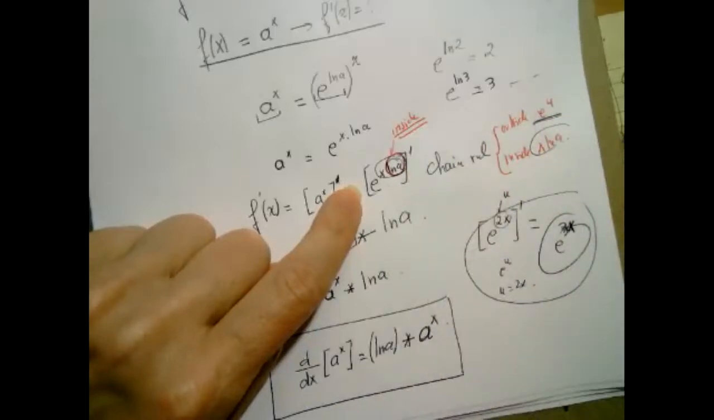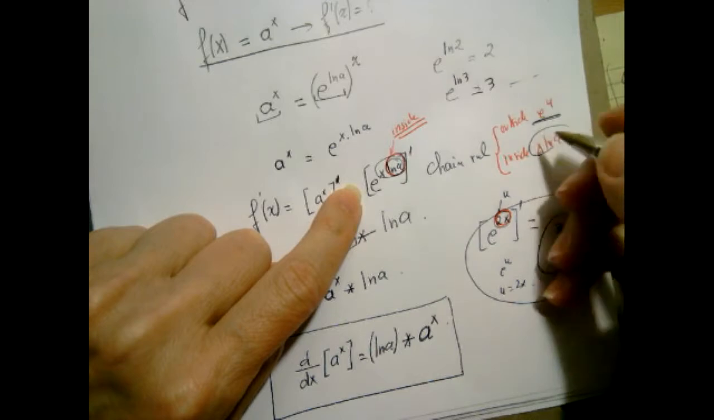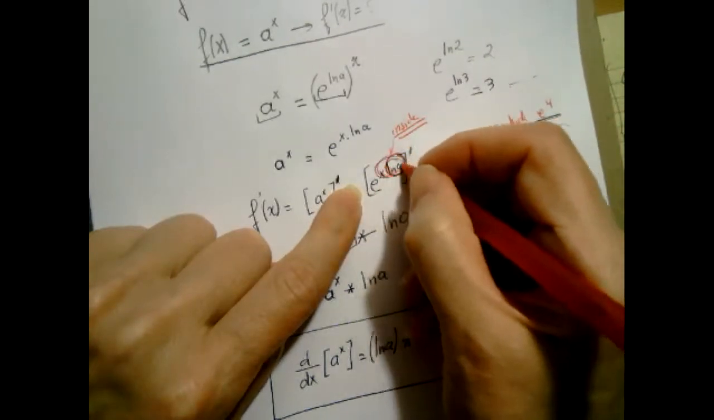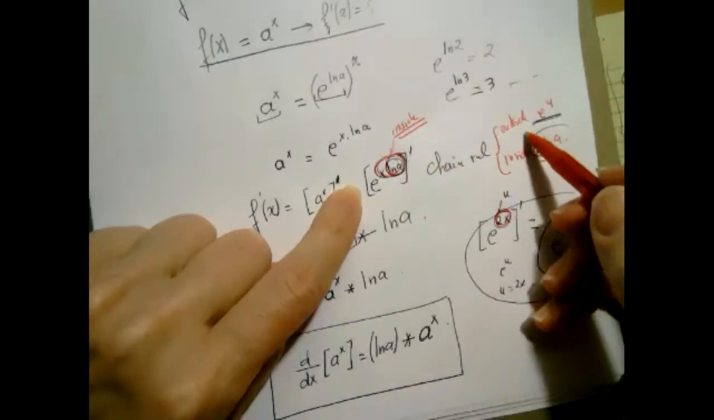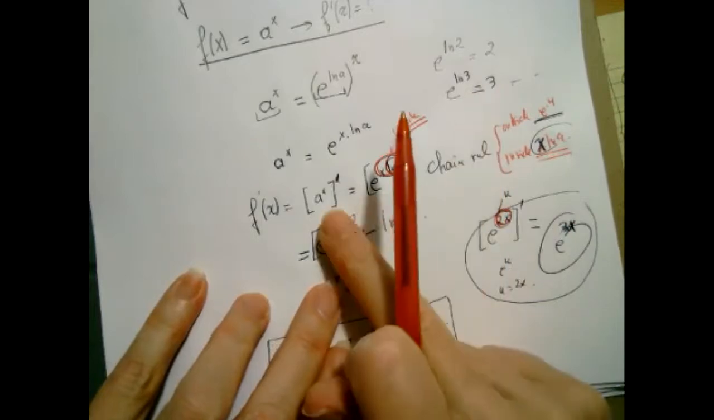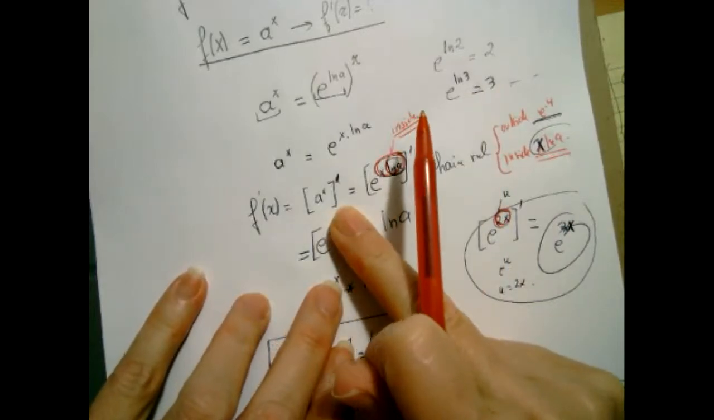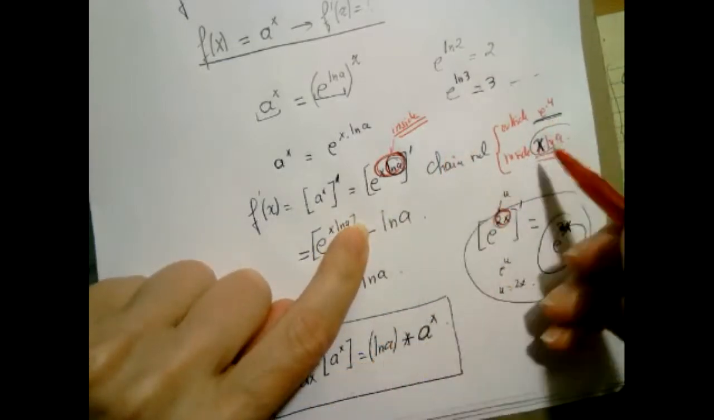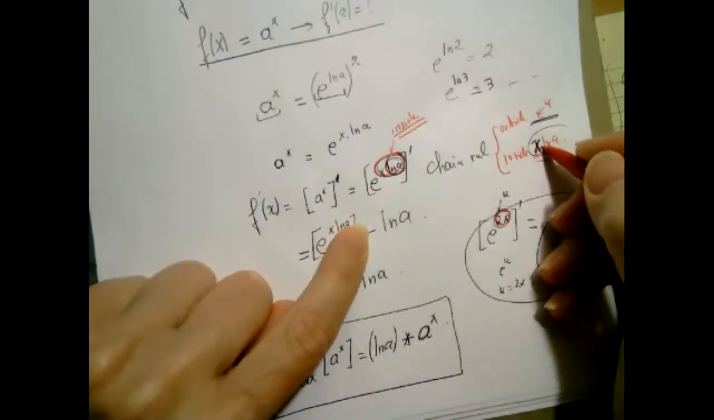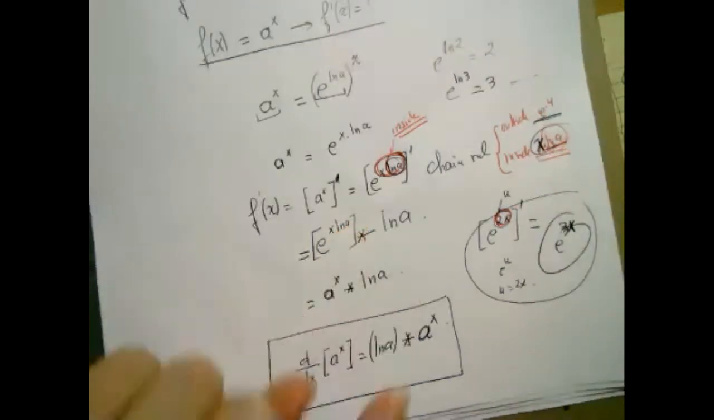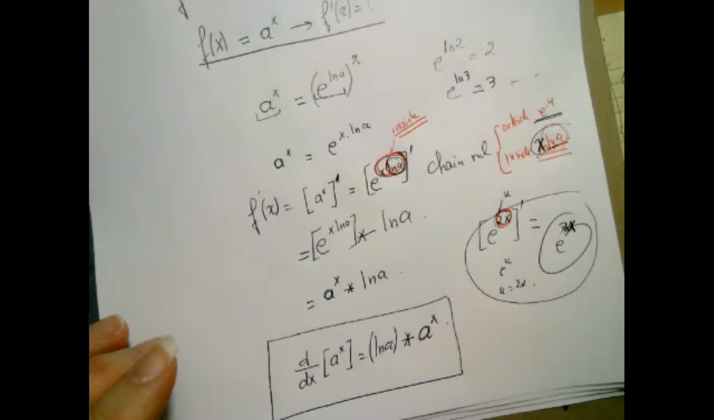The inside here is 2x, and the inside here is going to be x ln of a, the power, the exponent. And the outside is e to the u. So when I'm finding its derivative, it's the derivative of the outside, which is the exponential evaluated at the inside, times the derivative of the inside. But the derivative of the inside, x times ln of a, is going to be the constant ln of a. Okay, does this answer your question?